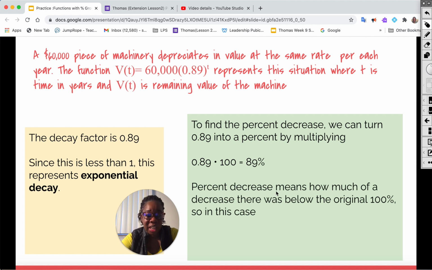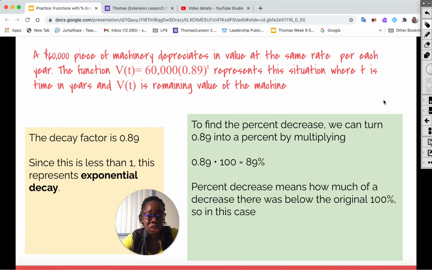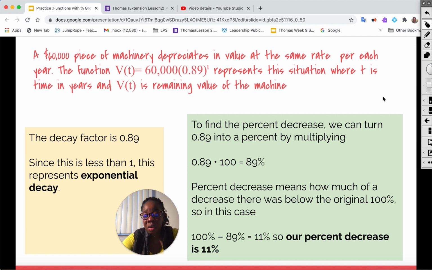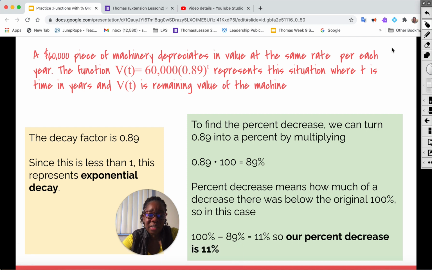So the percent decrease means how much of a decrease there was below the original 100%. So in this case, we're going to take our original 100%, subtract the remaining percent that was left, which is 89, and that gives us 11%. So in this case, our percent decrease is actually 11%.